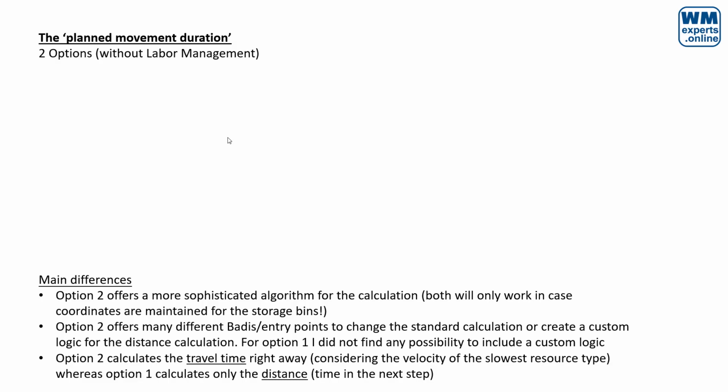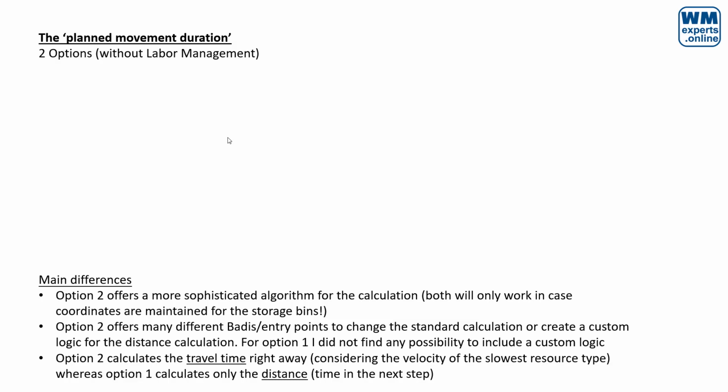If you don't maintain any coordinates, your travel distance will always be 0. Second, and I think the most important difference, is that the newer option offers many different BAdIs and entry points to implement your own logic for distance calculation. And for option 1, the default way, I did not find any clean entry point. So I assume that this was the main reason to come up with this new approach.